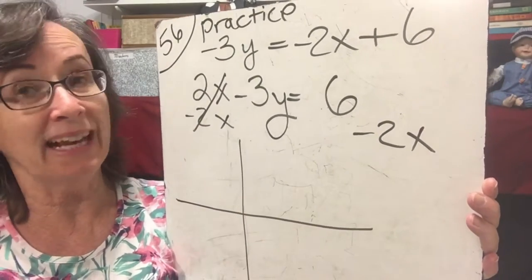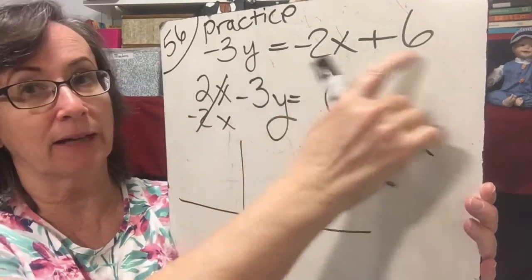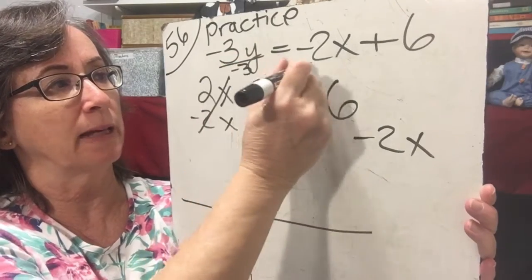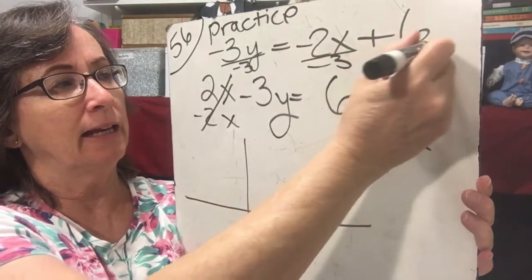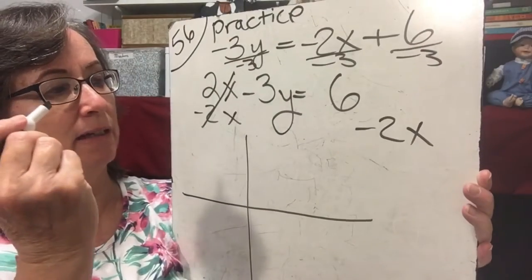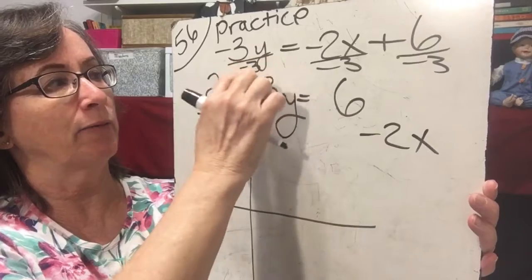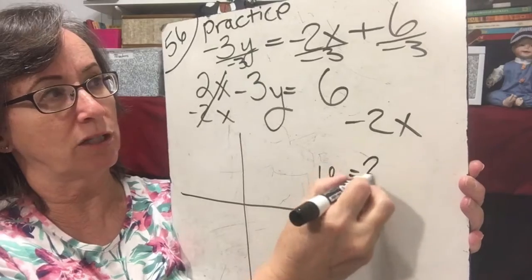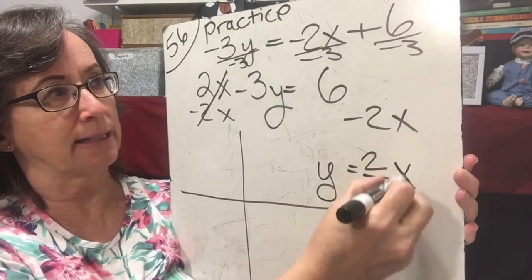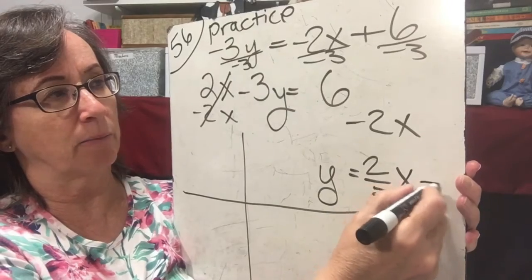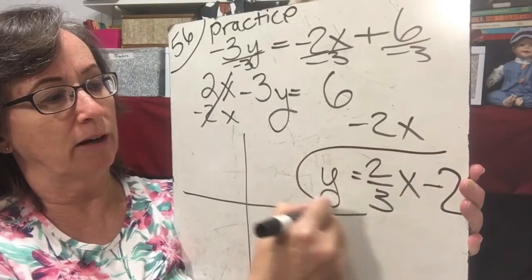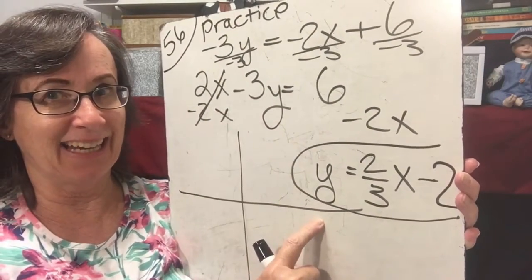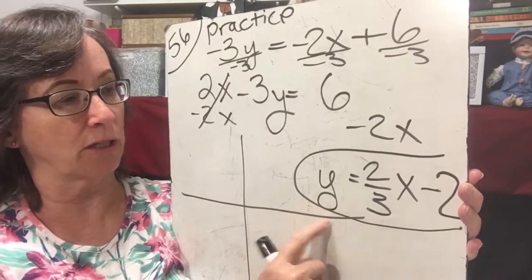Now that's still not in slope-intercept form, is it? The next thing I want to do is divide by 3 all the way across to get my y by itself. So I divide by negative 3, negative 3, and negative 3. So let's write my final equation down here. Negative 3y divided by negative 3 is y equals negative 2 divided by negative 3 is 2/3 x. 6 divided by negative 3 is minus 2. So here is the equivalent equation to what we started out with, but now it is in our solve for y form, which is our slope-intercept form.